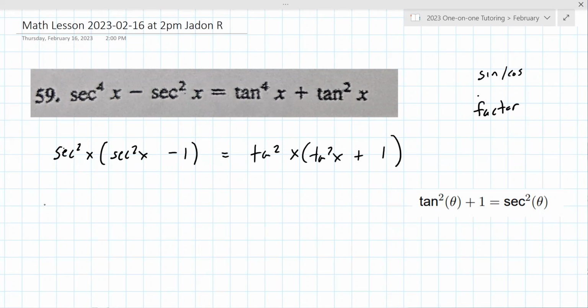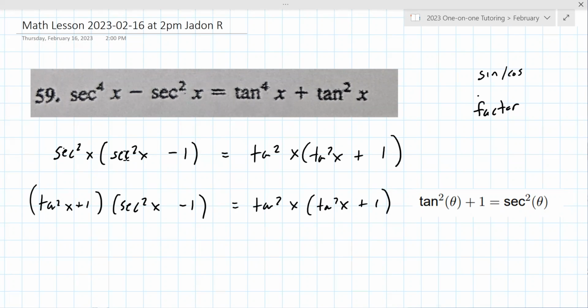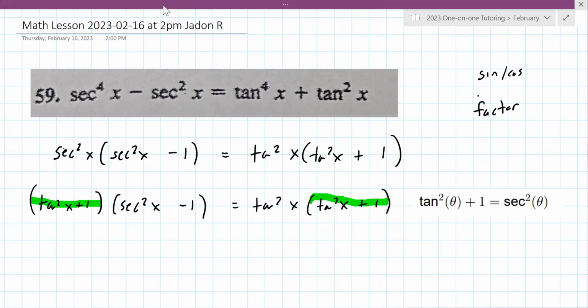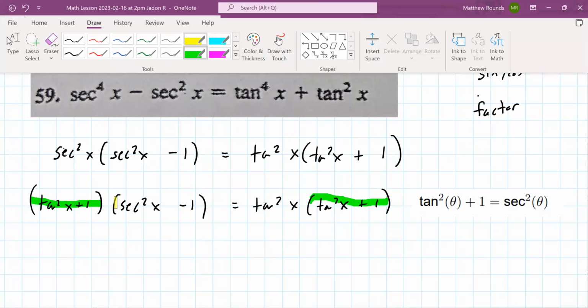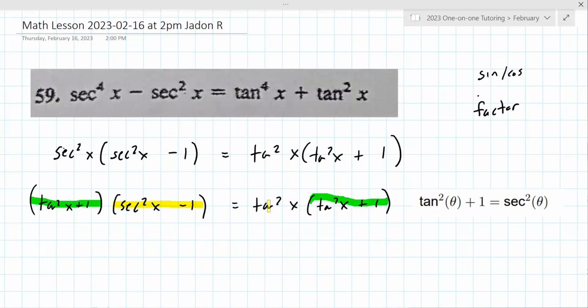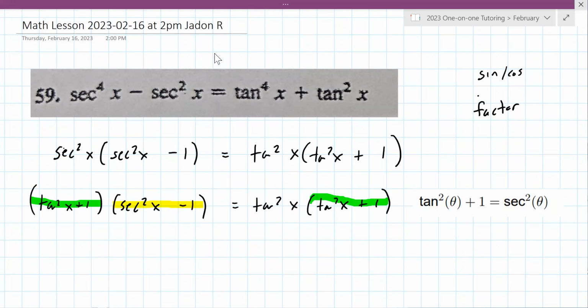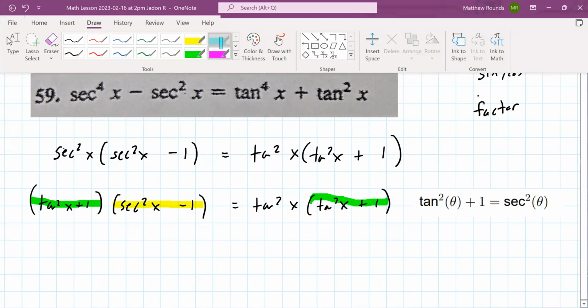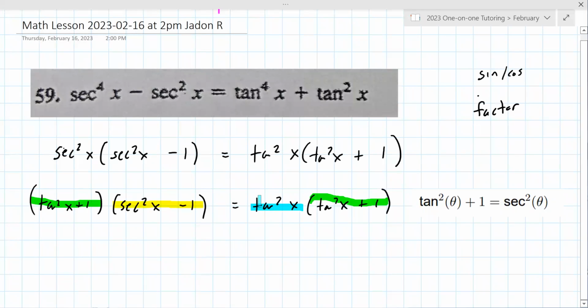So this becomes tangent squared x plus 1, secant squared x minus 1. And you've got matching things here, which is good. That's good news. This is the same as this. So your focus should be on either this secant squared or this tangent squared, to make them into the other. Basically using the same identity.